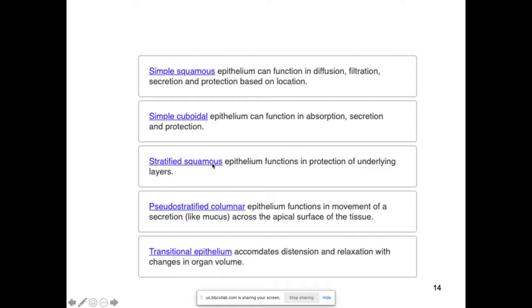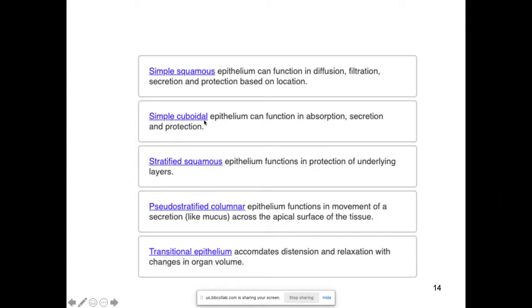But if you look at stratified squamous, now you have a full ream of paper, right? That's great for protection. Super for protection. It just so happens that, think of the top layer of the skin, right? If you were to scratch yourself with your nails and it was only one cell layer, you'd be bleeding right away. But the top layer of the epidermis is multiple layers. So it happens to be stratified squamous, in fact.